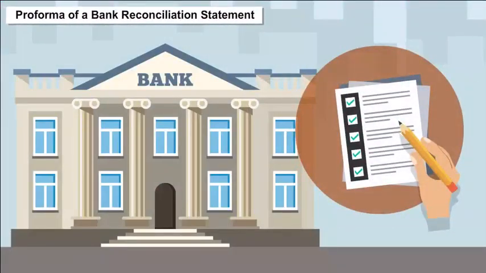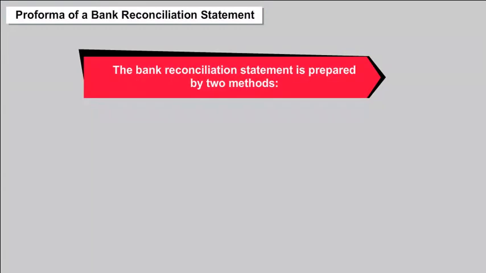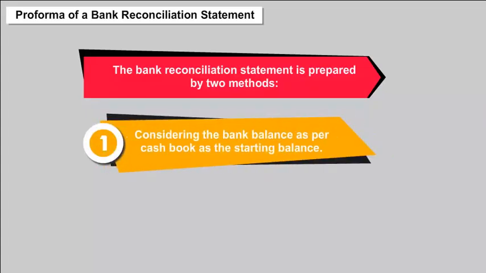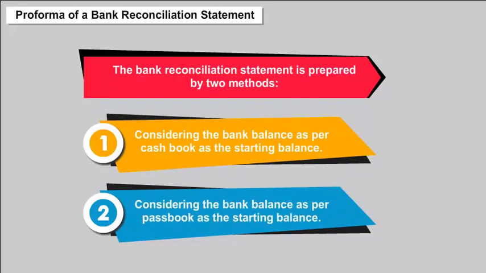Pro forma of a bank reconciliation statement. The bank reconciliation statement is prepared by two methods. 1. Considering the bank balance as per cash book as the starting balance. 2. Considering the bank balance as per passbook as the starting balance.